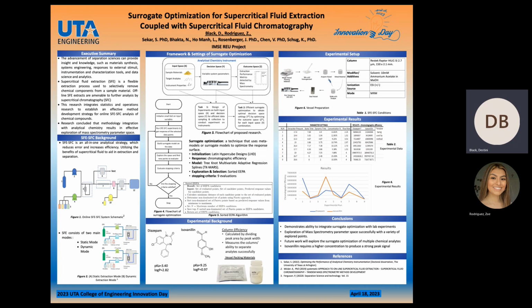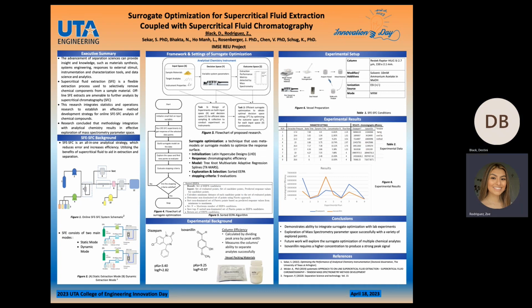Dynamic mode is the opposite. It changes the direction of flow, so it heads towards SFC, and pumps fresh CO2 in the supercritical state towards the column. Going into the framework and setting of surrogate optimization, for the framework, we will be referencing Figure 3.